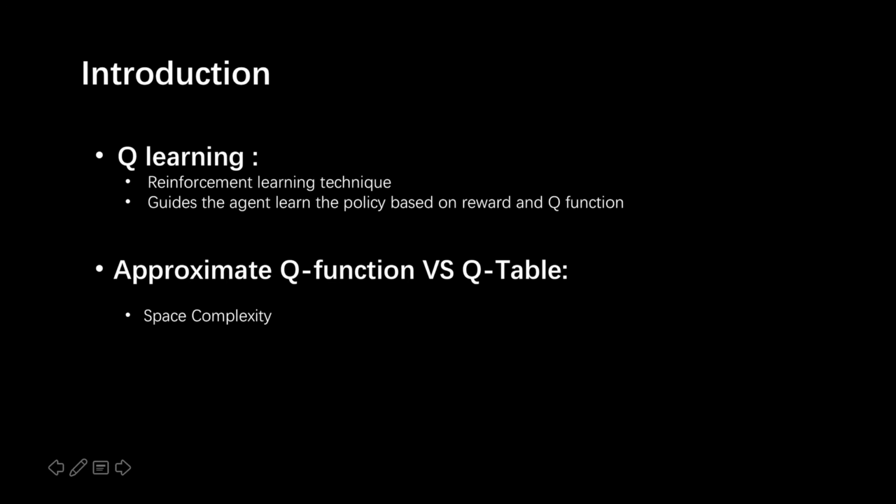Approximate Q-learning function is based on Q-learning, which is a kind of reinforcement learning technique. As a model for the algorithm, Q-learning guides the agent to learn the policy based on reward and the Q function. To reduce the space complexity, instead of the Q table, we employ the approximate method. This method updates the weights each time for an optimal action, giving a positive or negative number as a reward parameter to guide the agent to eat dots or avoid the enemy.